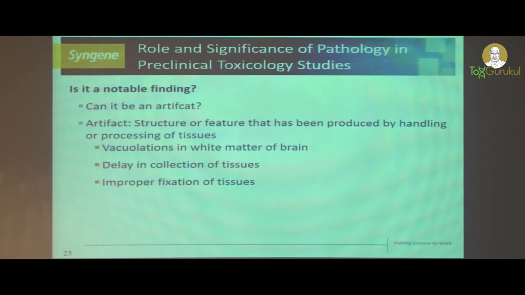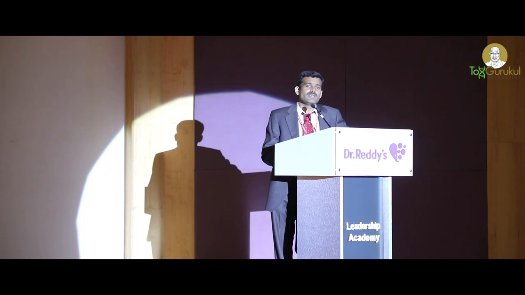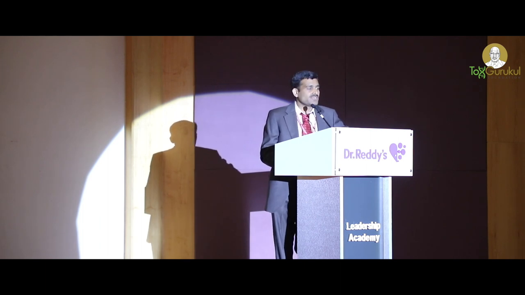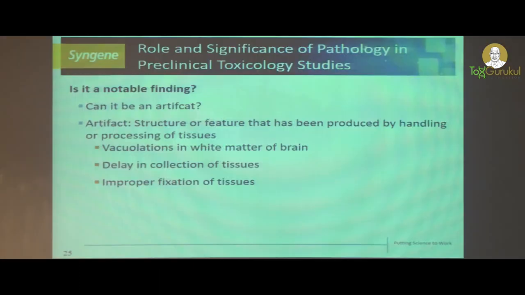So, is it a notable finding? It may be an artifact as well. Processing or handling related artifacts sometimes happen in the tissues, which interfere with the evaluation. Sometimes we may think the artifacts are real lesions, so the pathologist has to differentiate between the artifact and real lesions. Some examples are vacuolation of the white matter of the brain, which may happen due to over-processing in the alcohol, leading to vacuolation of the brain.